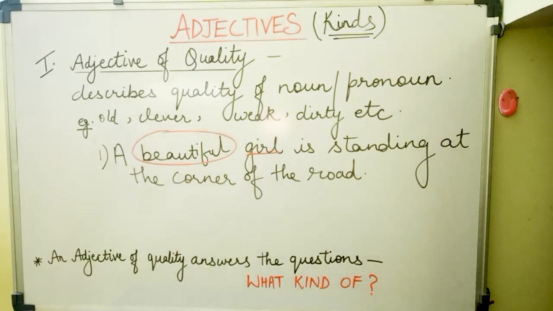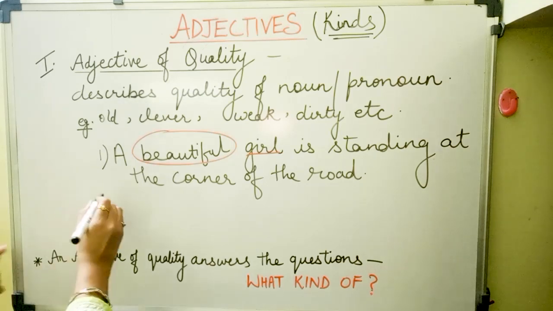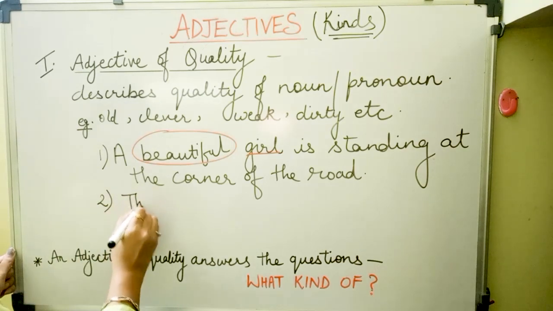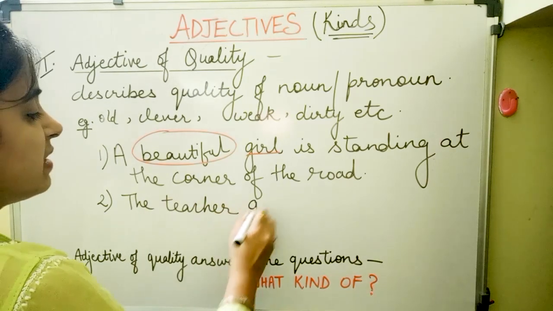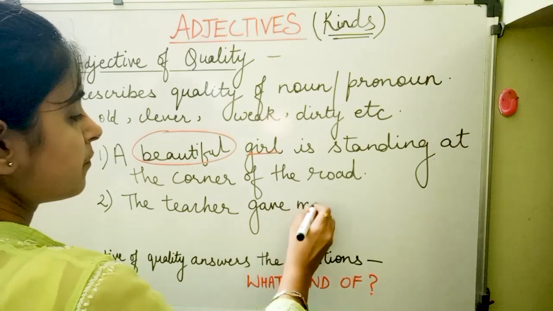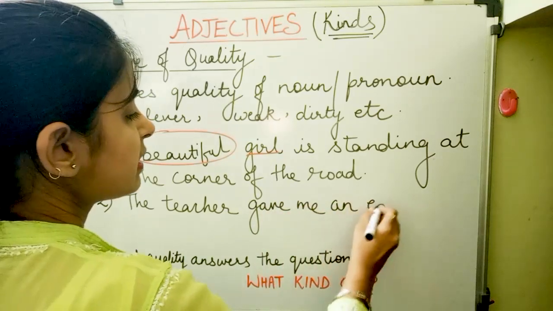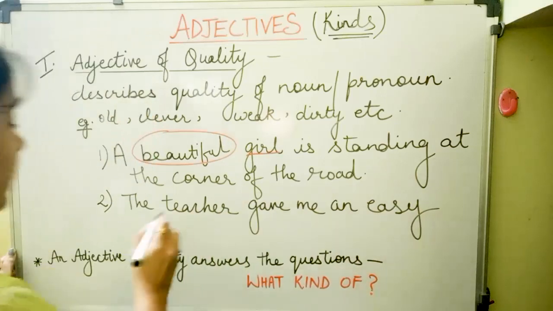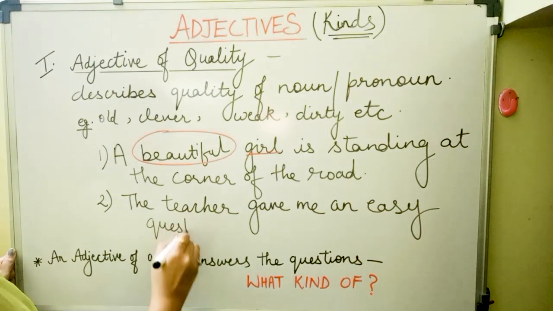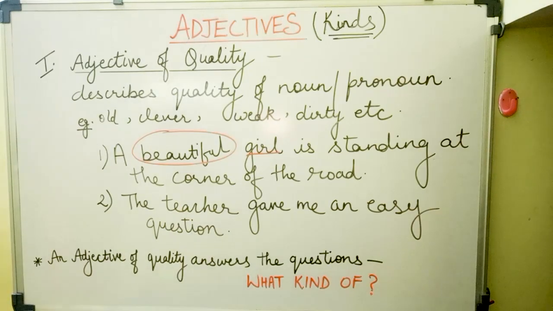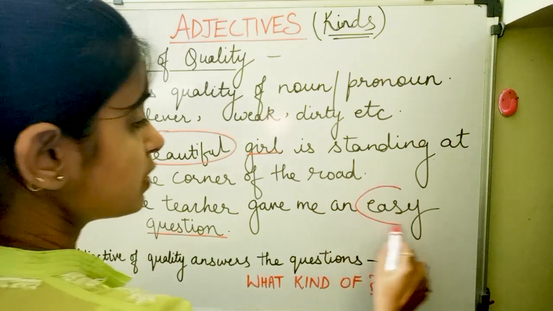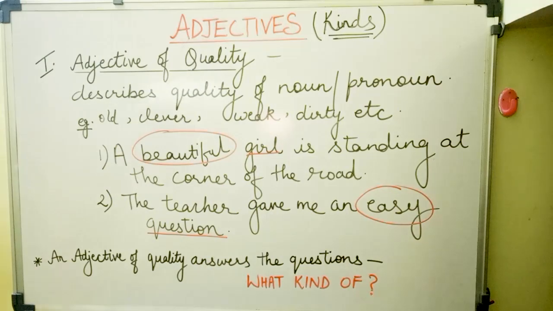Now let's look at one more example. The teacher gave me an easy question. Now in this sentence, what is the noun? The noun is question. So the adjective that is describing this noun question is easy. So easy is the adjective of quality.